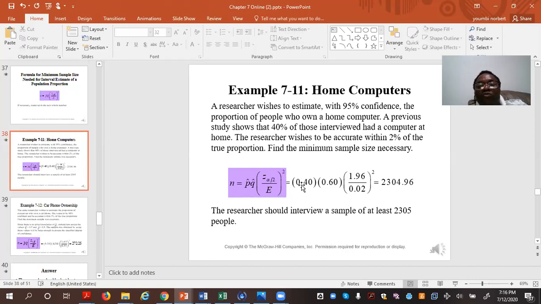So we will fit into this formula. E is 0.02. Z alpha over 2 for 95% is 1.96. So we do 1.96 divided by 0.02, squared, multiply by P, multiply by Q, and we'll get 2304.96. We round it up to 2305. This is the minimum sample size so that the answer you get should not be wrong by more than 2%.